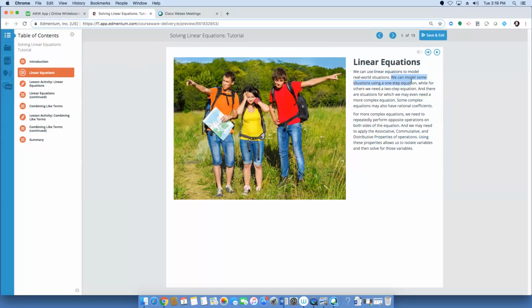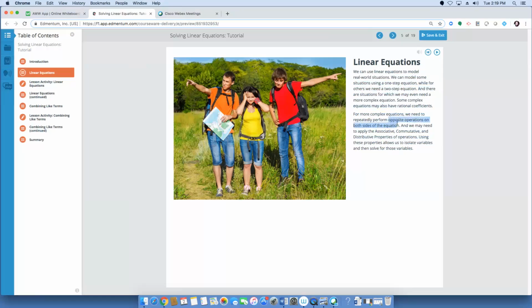We can model some situations using one-step equations. For others, we need two-step equations. Now, in the previous assignment, you did see what one-step equations look like, and you did solve for two-step equations as well. So now we're going to be just dealing with them in a verbal or a written context. And there are situations for which we may even need more complex equations. Some complex equations may also have rational coefficients. More complex equations, we need to repeatedly perform opposite operations on both sides of the equation.